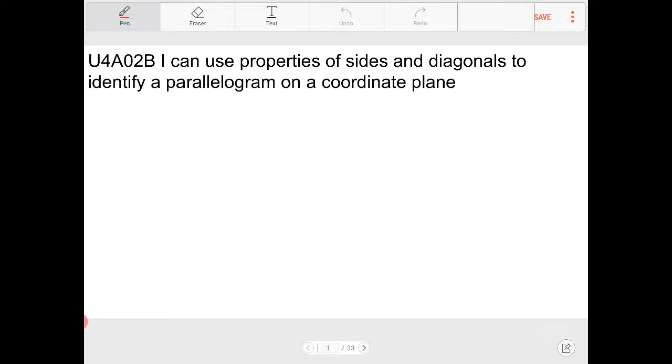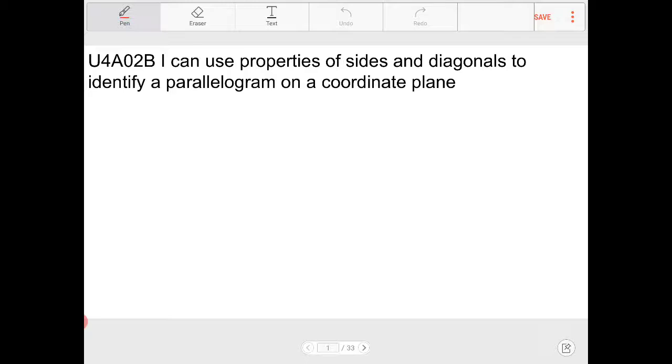So, in the previous lesson, we went over the 5 different properties that make a quadrilateral a parallelogram. Pause the video to see if you can recite what those 5 properties were. So hopefully everyone here got a chance to think and reflect on what those properties were.